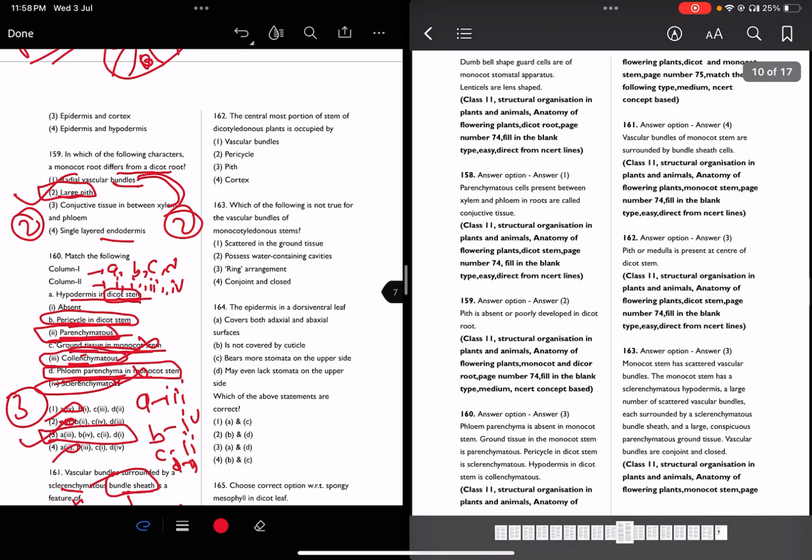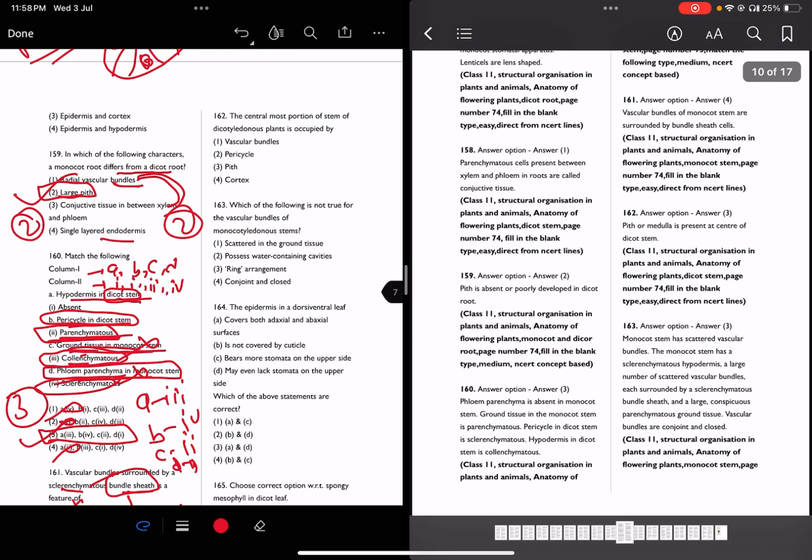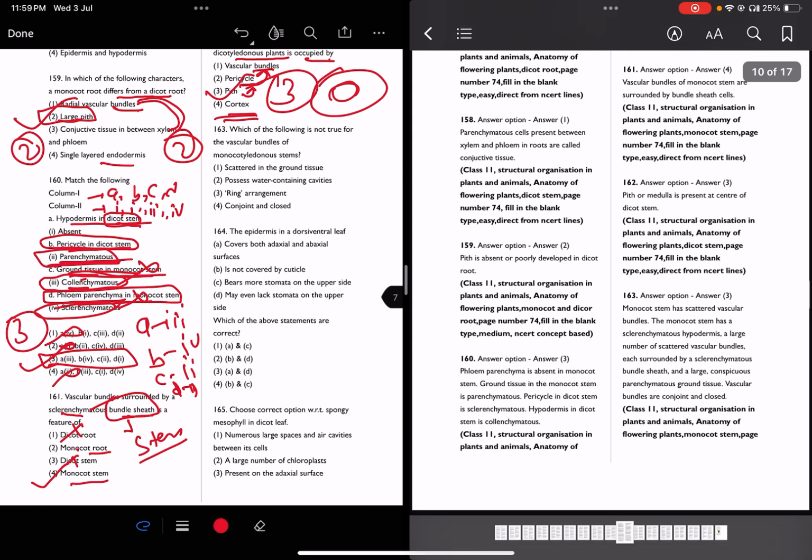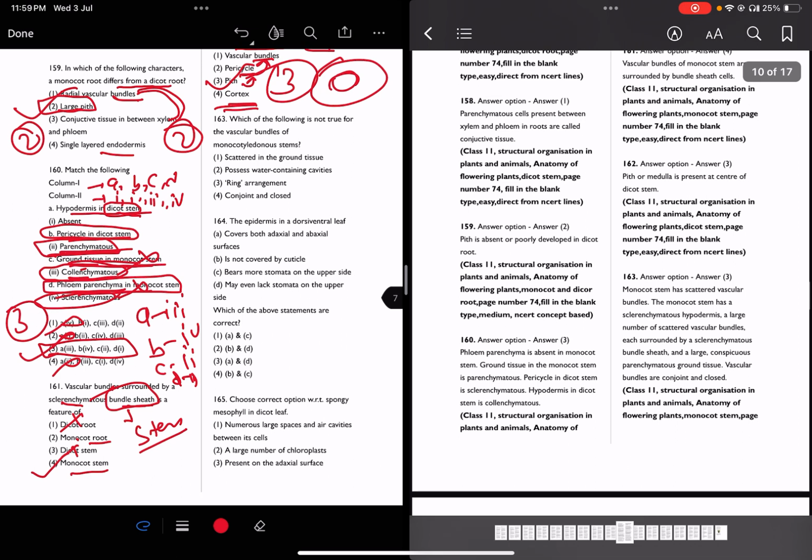Now move ahead to question number 162. The centralmost portion of the stem in a dicotyledon plant is occupied by pith. The central part is pith, so the answer is third. Cortex, epidermis, the outermost structure is the epidermis, then vascular bundle. After pith comes pericycle, then after this the vascular bundle. Now move ahead to question 163.